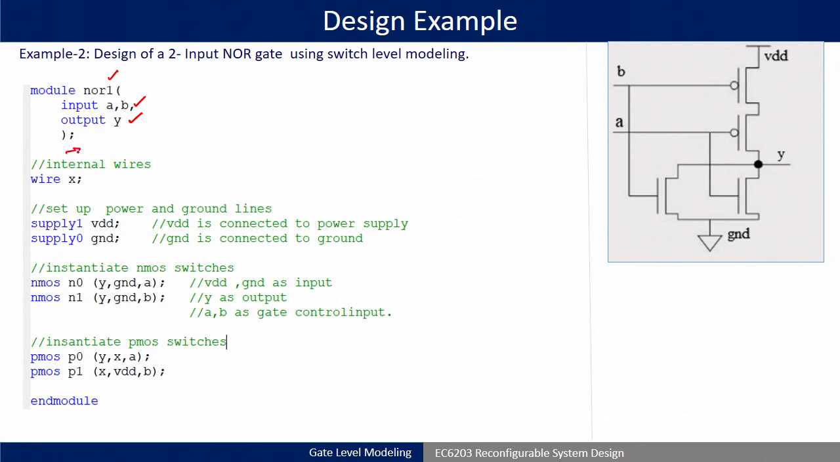Okay. So, now X is there, because if you see in this design, 2 NMOSs are in parallel and 2 are in series. So, this node I have not marked here; I have taken it as an intermediate wire called X, okay, because this is not defined in the module inputs and outputs. Okay. So, internal wires we define as wire X.